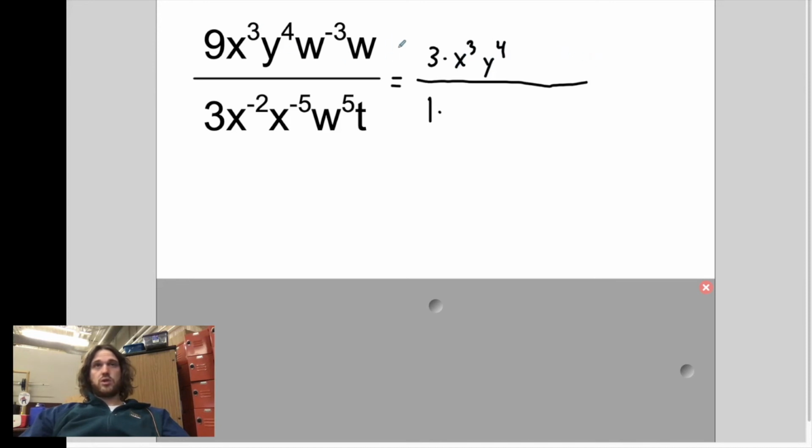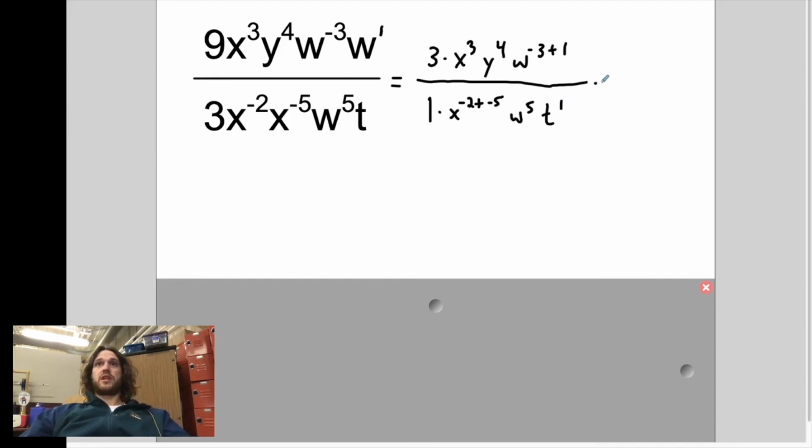But there are two w's, and this is actually w to the 1st, so we can do w to the minus 3 plus w to the 1st. Fantastic. In the bottom there, there's our 9 over 3 simplified to 3 over 1, so we don't have to worry about the 3. We have two x's, x to the minus 2 plus x to the minus 5. And we have a single w to the 5th and t to the 1st.